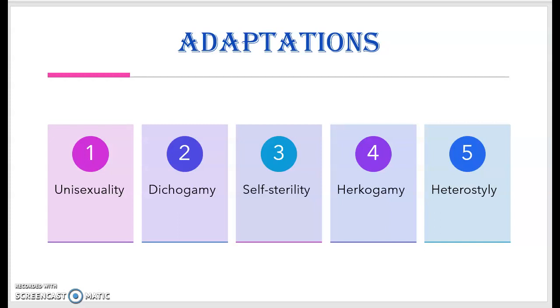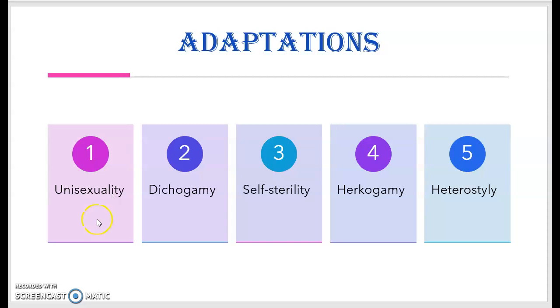Where can you see this kind of adaptation? In the plant itself. So to support cross-pollination, what are all the changes that occur in a particular plant? That's what they generally ask questions about from this part. So as per our syllabus, this is considered a very important topic. So the first topic of adaptation is unisexuality.